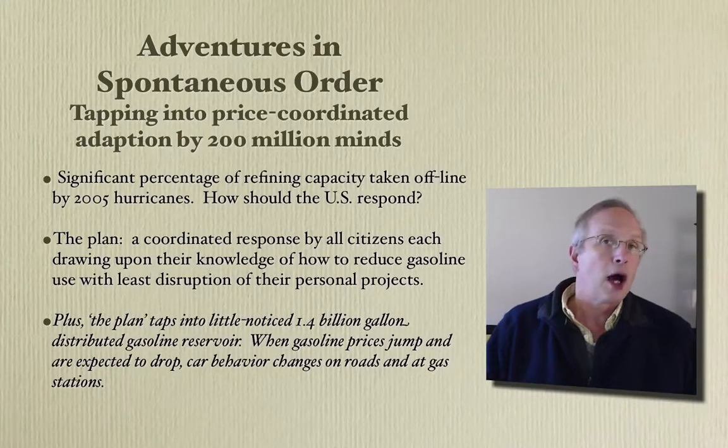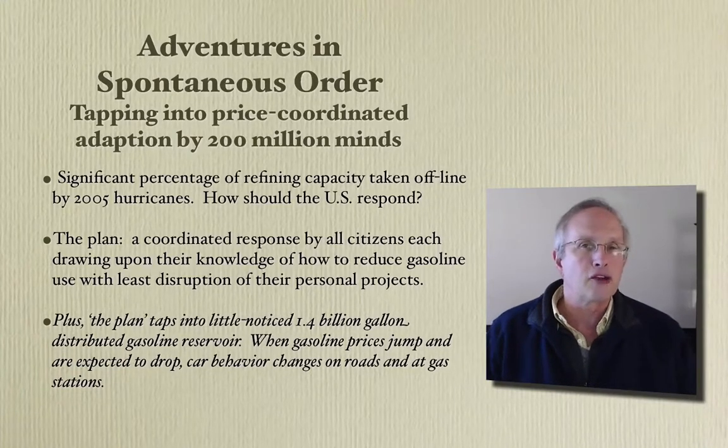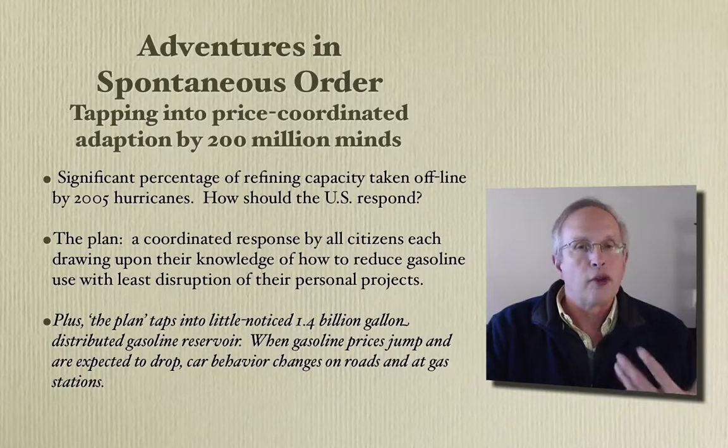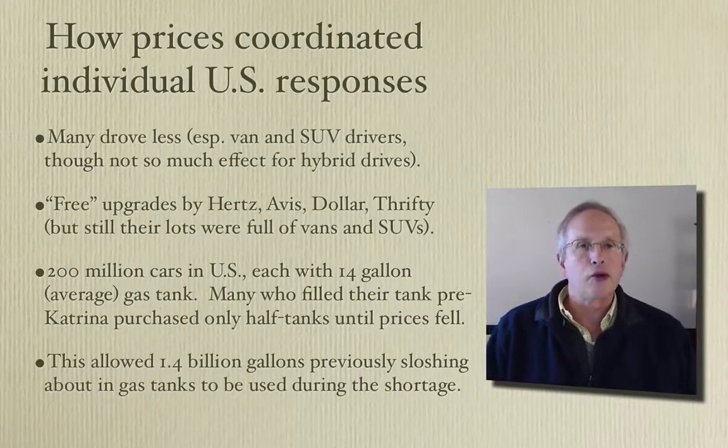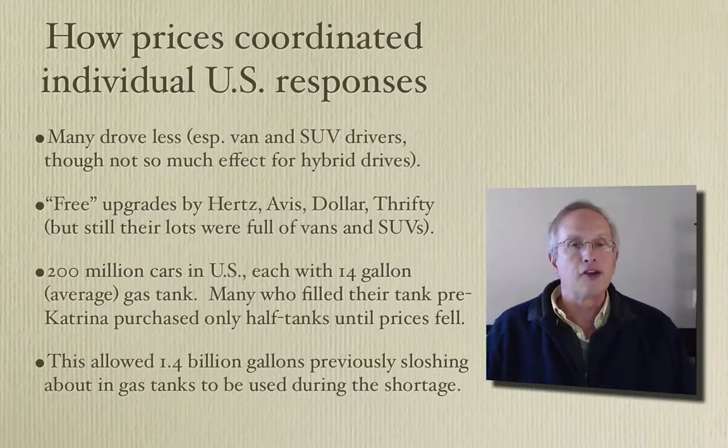At the same time, the higher prices encouraged a tremendous response on the part of other refiners and people shipping in gasoline from other locations, trying to chase those higher prices down. So this system is, again, the spontaneous order system. People with big SUVs drove less. People that had two cars drove the one that worked better, got better mileage.